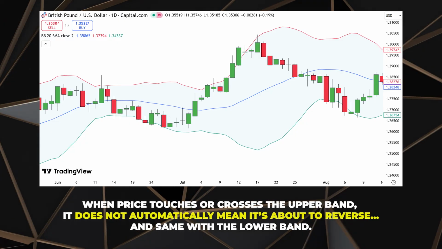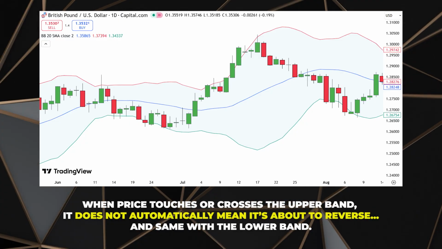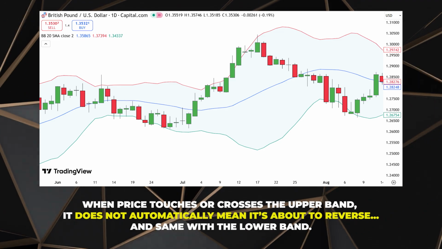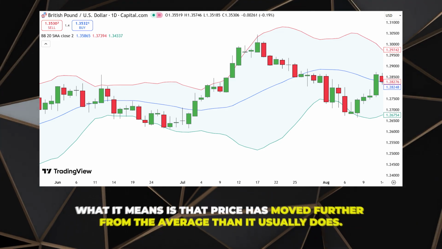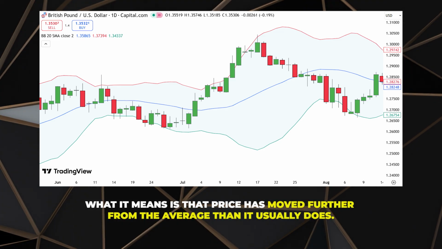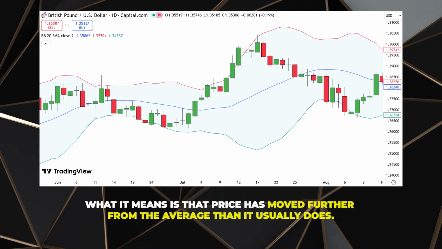Now, here's where people get tripped up. When price touches or crosses the upper band, it does not automatically mean it's about to reverse, and the same with the lower band. What it means is that price has moved further from the average than it usually does. It's stretched. That could lead to a pullback, or the market could just keep going.